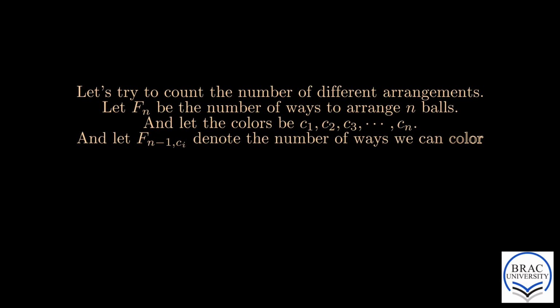Ci is the color we are choosing for the first ball, so this is going to change. Firstly we took this to be red, then green, then blue. So we are going to loop through Ci.